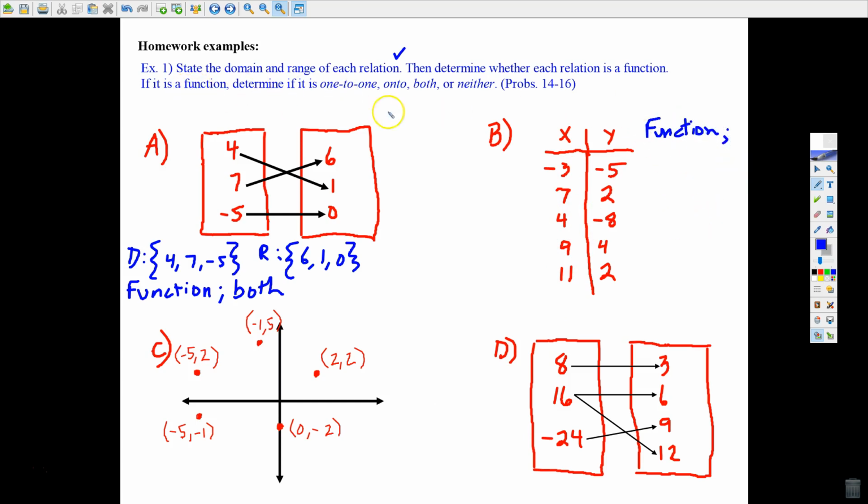Okay, if it is a function, which it is, is it one-to-one, onto, both? It can't be neither because it is a function. So let's see, do we have pairings? I've got -3 mapped to -5, 7 maps to 2, 4 to -8, 9 to 4, 11 to 2. Okay, alright, so I don't have repeats in the domain, but I've got repeats in the range.